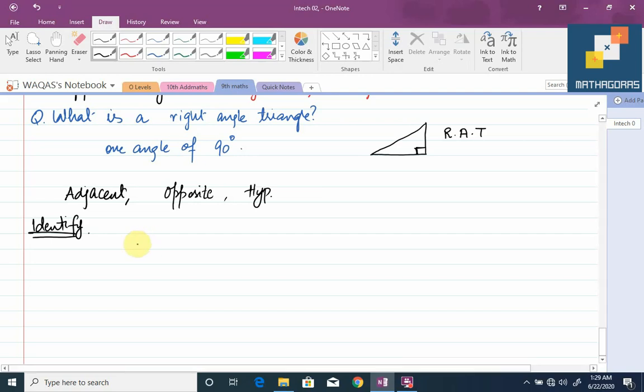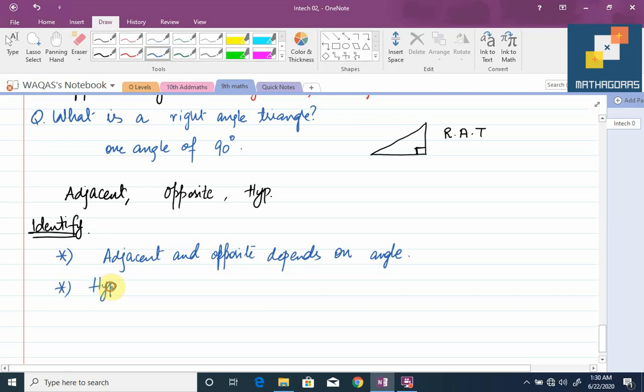Keep in mind that adjacent and opposite depend on the angle, right? Hypotenuse is fixed. Hypotenuse is opposite to the 90 degree angle.